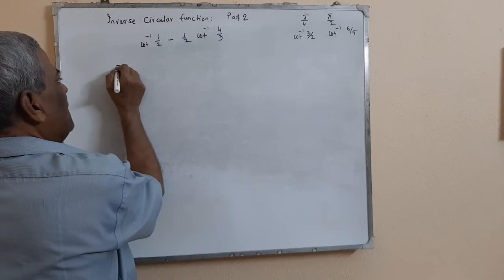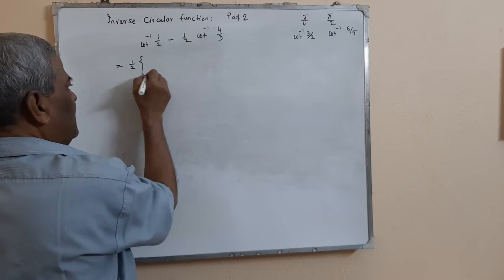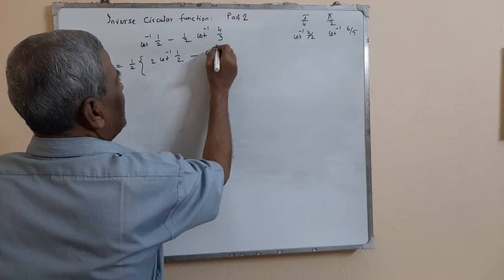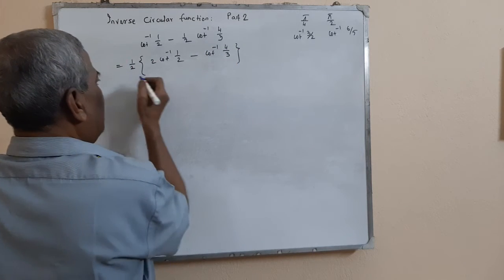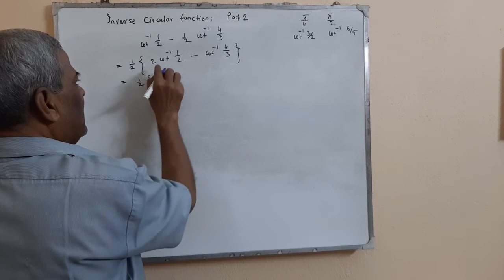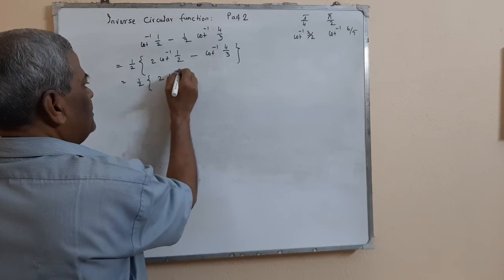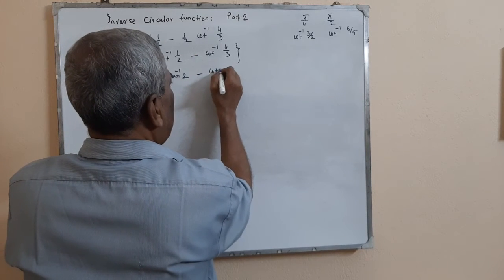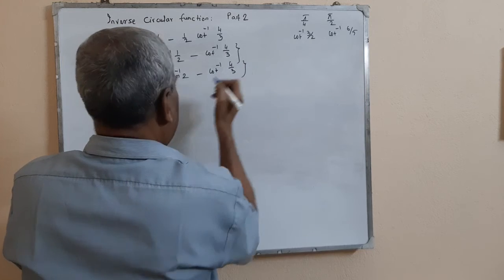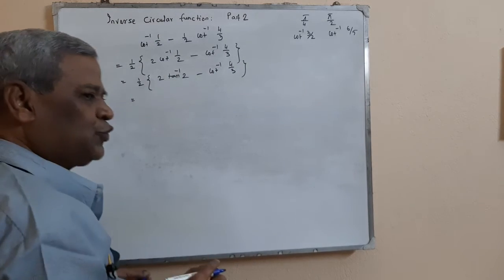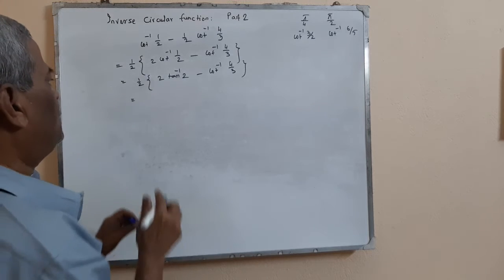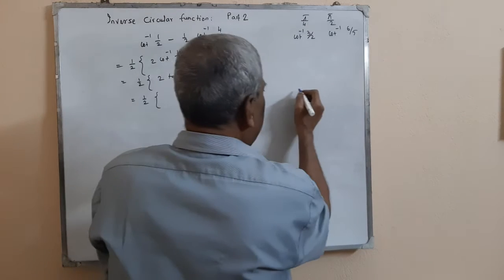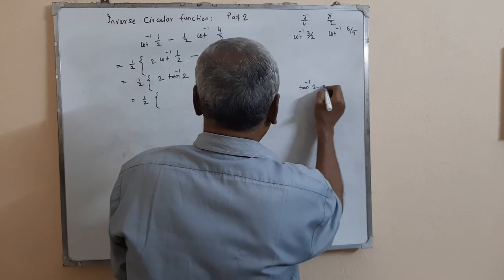Now simplify it. Taking half common, this is equal to half of 2 cot inverse half minus cot inverse 4 by 3. Cot inverse 1 by 2 is equal to tan inverse 2. So half of 2 tan inverse 2 minus cot inverse 4 by 3. 2 tan inverse 2 means tan inverse 2 plus tan inverse 2.